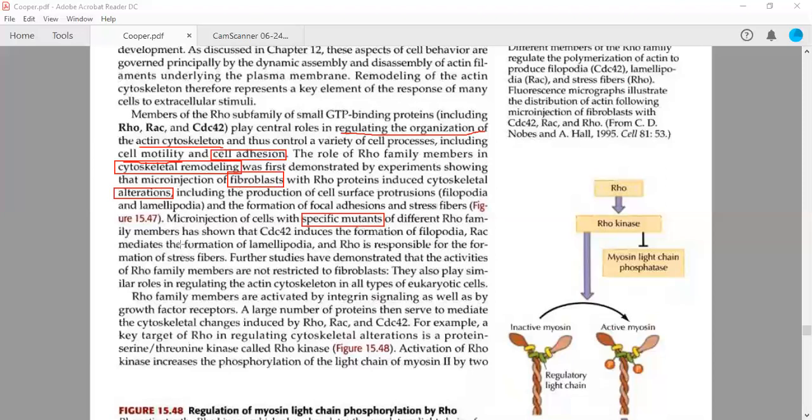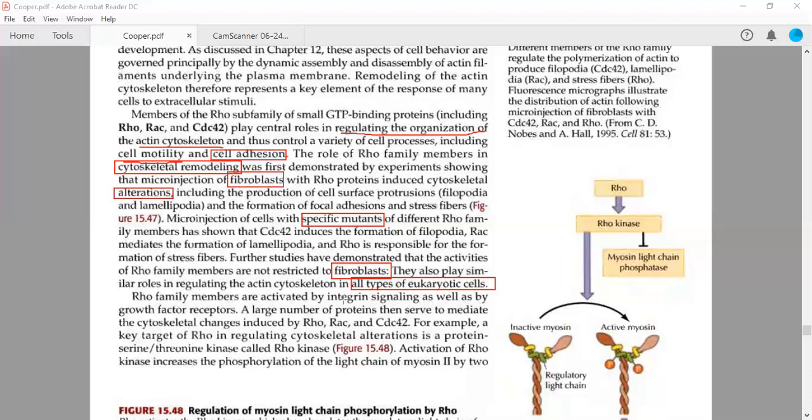RAC is mediating the lamellipodia, and the Rho is responsible for the formation of stress fiber inside the cell. Further studies have demonstrated that the activities of Rho family members are not restricted to the fibroblast only. So the initial experiments were done in fibroblast cells, but later it was found that it was present in all types of eukaryotic cells. Okay, so they are having some kind of global expression.